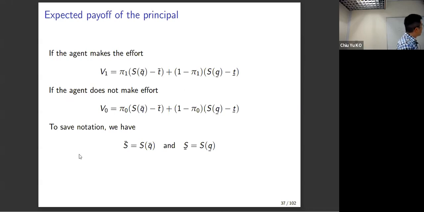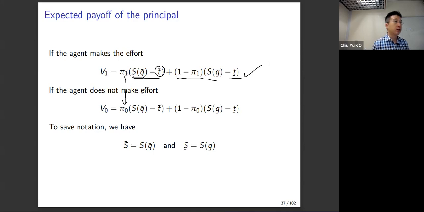Now, for the principle, this is very simple. If you put in the effort, the probabilities are pi 1 and 1 minus pi 1, right? Pi 1 output, 1 minus pi 1 no output. So just 2 points. That is the expected profit, right? You have output, this is the payment, this is what you earn. If you have put in the effort but still not successful, low output, low payoff. The only thing that you gain is from jumping here to here.